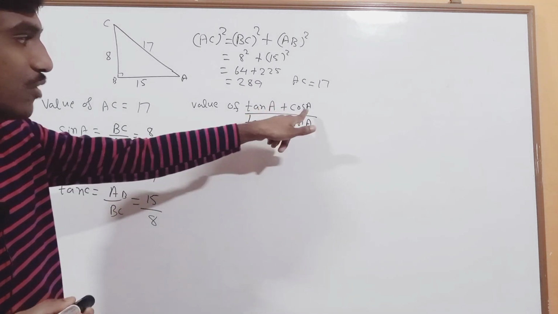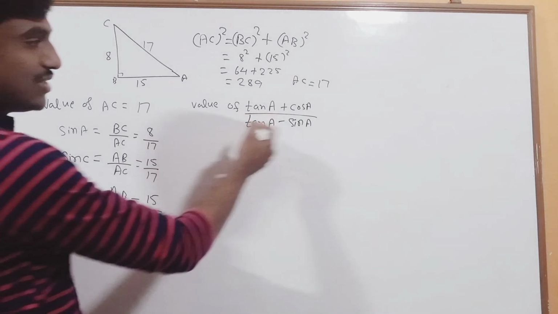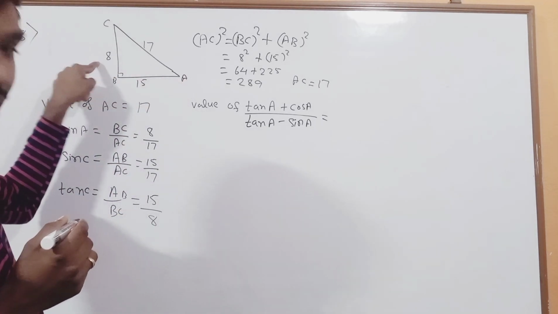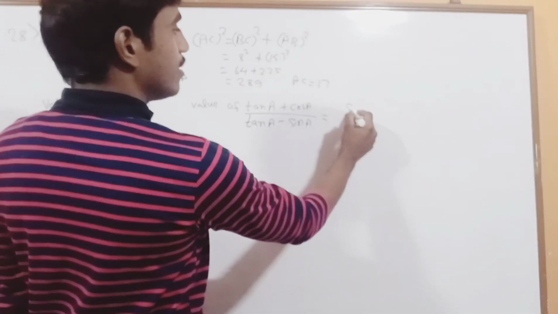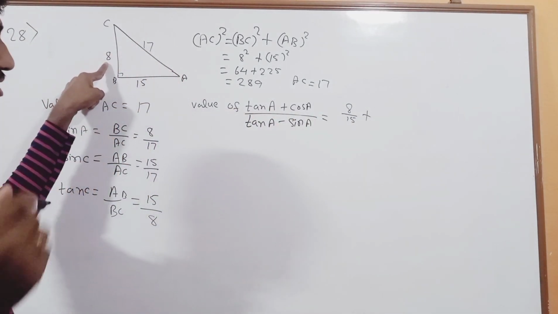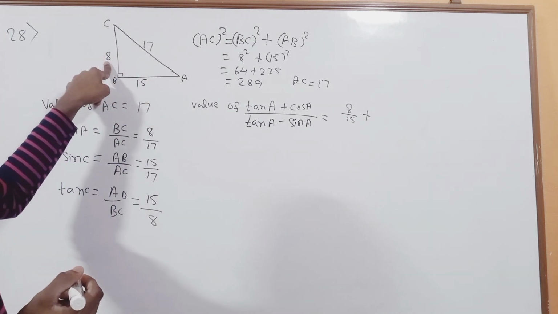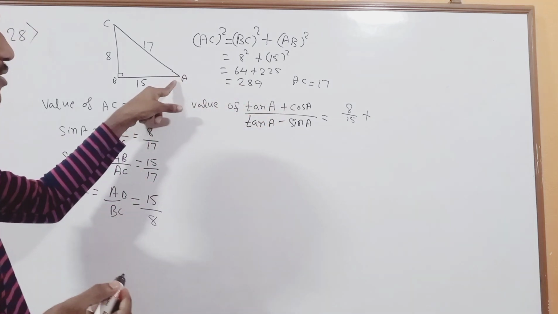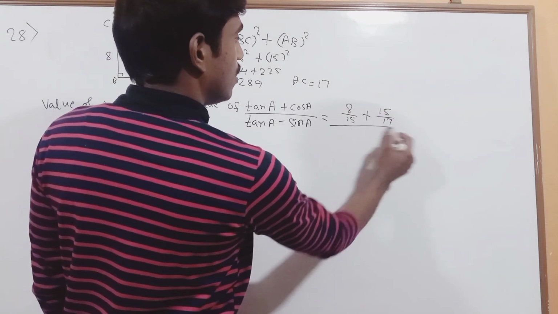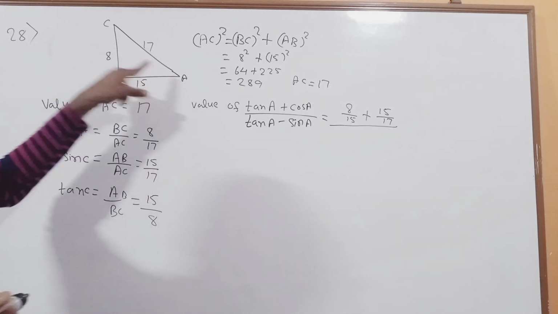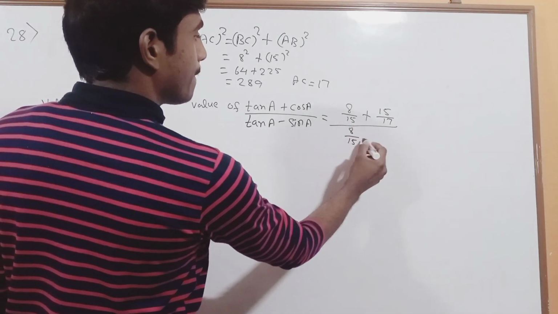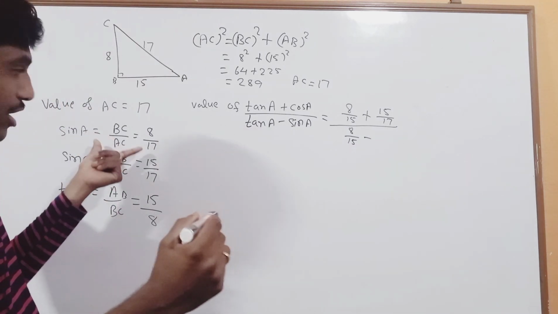Again here they are asking tan A plus cos A divided by tan A minus sin A. So first we will write the values and then we will solve. Tan A means this is the angle A, opposite by adjacent. So 8 by 15 is the value of tan A. 8 by 15 plus cos A. Cos means, sorry, adjacent by hypotenuse. So adjacent is 15, hypotenuse is 17. So 15 by 17, divided by tan A. Tan is opposite by adjacent, so opposite is 8, 8 by 15. Here minus sin A. The sin A value we already got, 8 by 17.